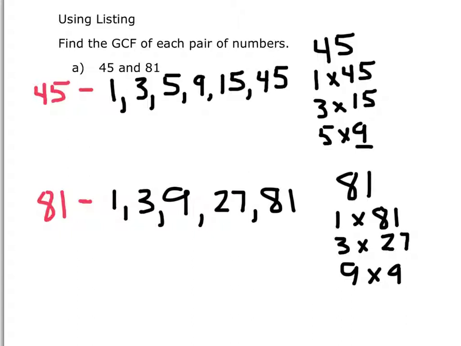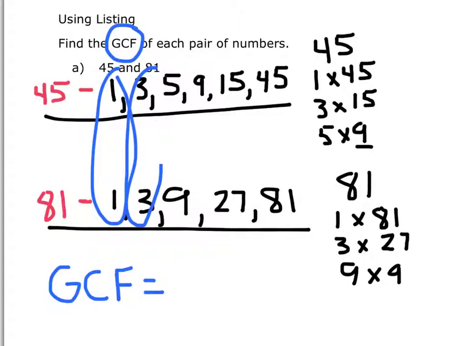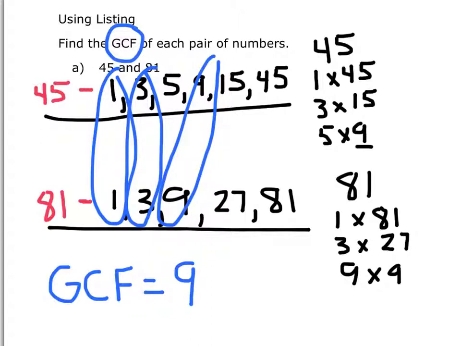Okay, so now I have the list of the factors of 45 and the factors of 81. Now my goal is to find the greatest common factor, or in other words, the biggest number that is in both of these lists. So I'm going to say the greatest common factor is, so I'm looking, there's a match, there's a match, there's a match. So those are all the common factors, but I want the greatest one, so the greatest common factor is 9.